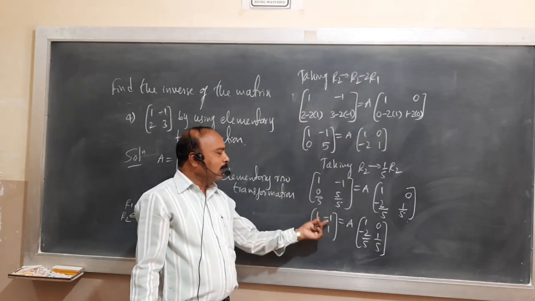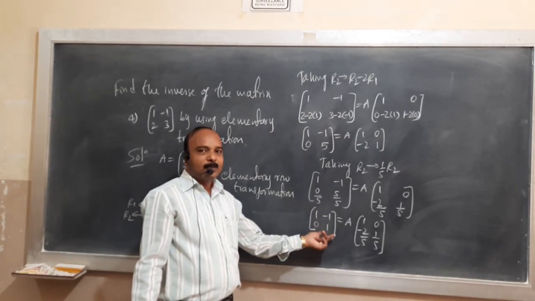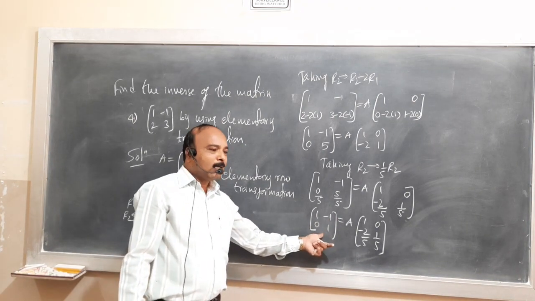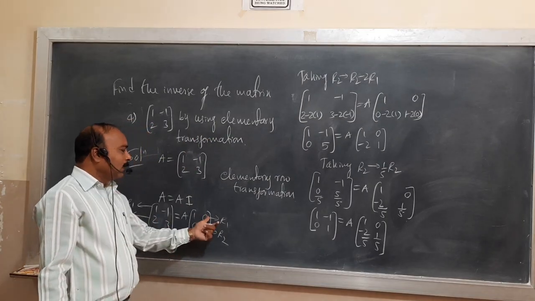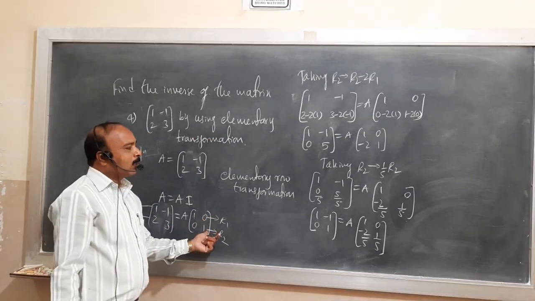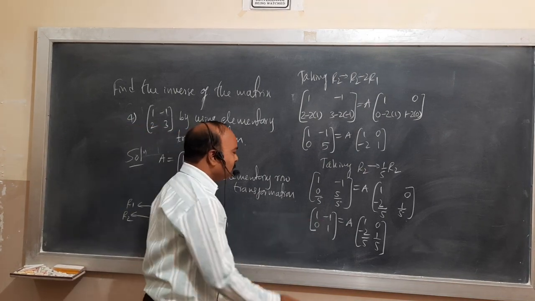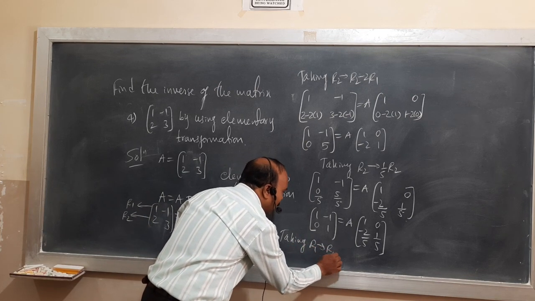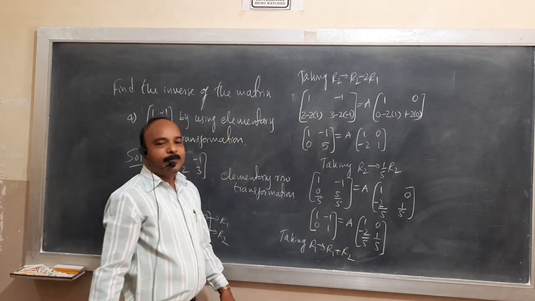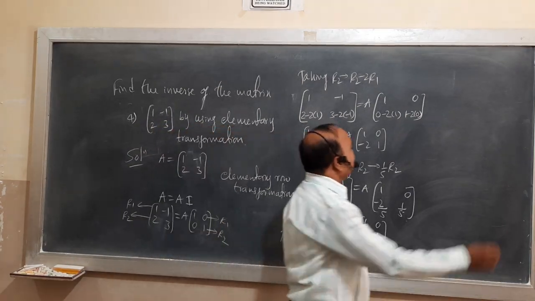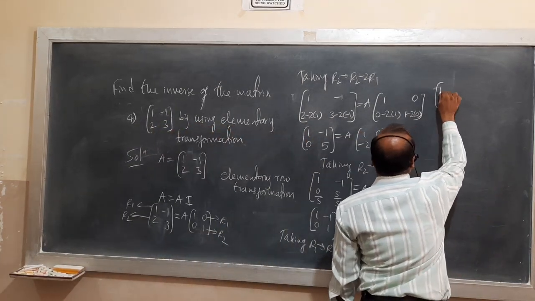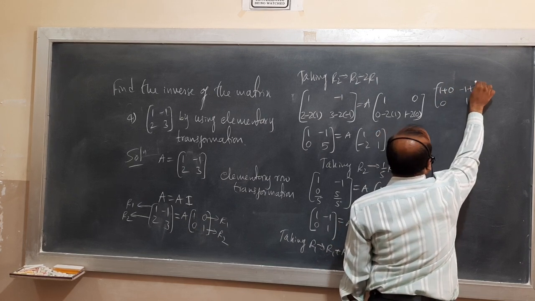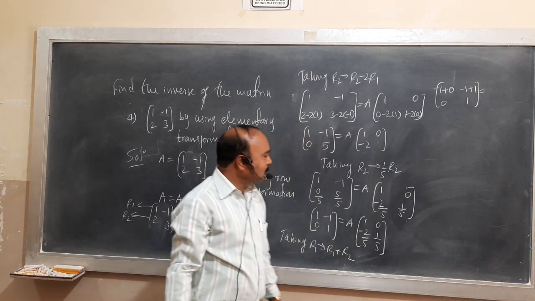For that, just add these two rows, R1 plus R2. If you make R1 plus R2, you get minus 1 plus 1 is 0. Then automatically you get the left hand side as the identity matrix, that is 1, 0, 0, 1. For that reason, here you take the transformation R1 as R1 plus R2. If you take R1 plus R2, you get here 1 plus 0, minus 1 plus 1. Second row as it is.